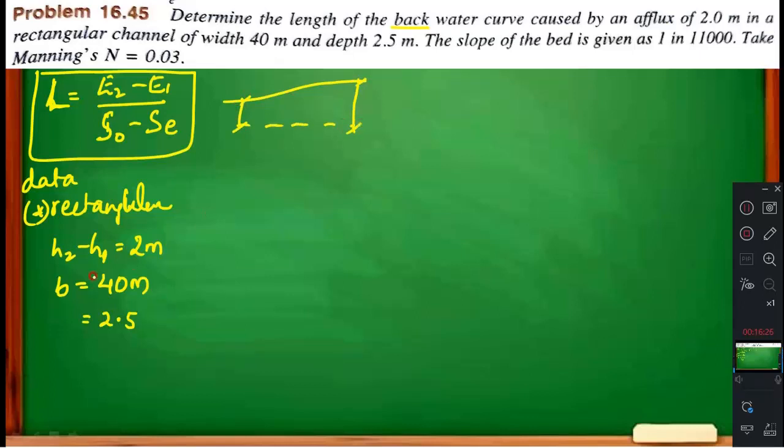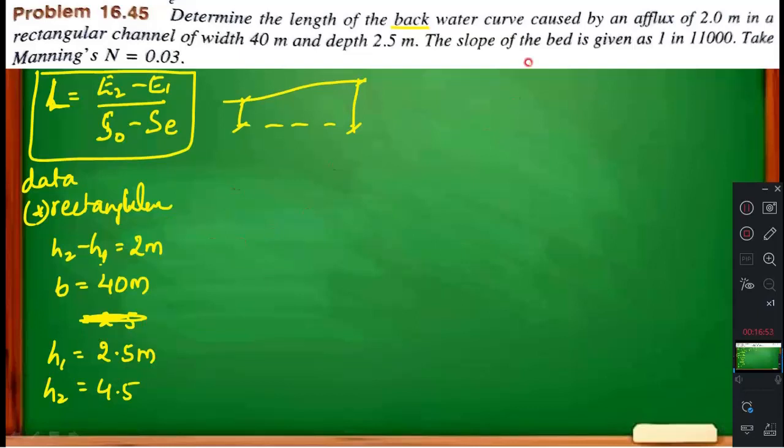Therefore, H2 minus H1, here H1 is given. Therefore H1 is equal to 2.5 meter. Understood? Then using these data you can write H2 minus H1 equals 2, so H2 equals 2 plus 2.5, which is 4.5 meter. Then only are you getting an afflux of 2 meter. Therefore these data are given.